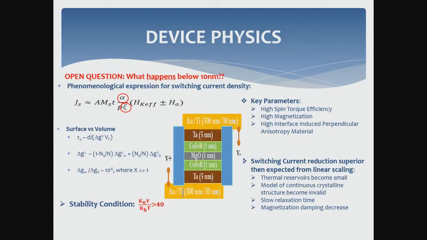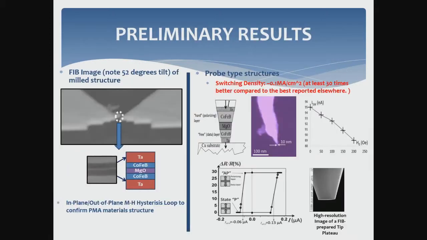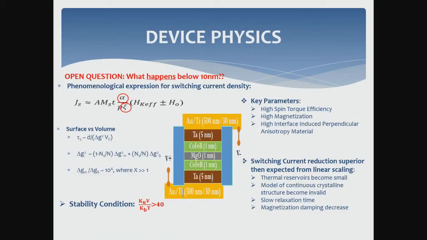Diving into the device physics, what we want to ask ourselves is, how do these devices behave in the sub-10-nanometer range? Here is a phenomenological expression that loosely describes the spin dynamics, and I want to highlight the alpha-xi ratio, which is what we want to improve on. Alpha is the magnetization damping factor, and xi is the spin transfer efficiency factor. When the devices are scaled extremely small, the thermal reservoirs, which usually absorb the spin or energy excitations, become extremely small and therefore unable to absorb these energies in the magnetic domains.